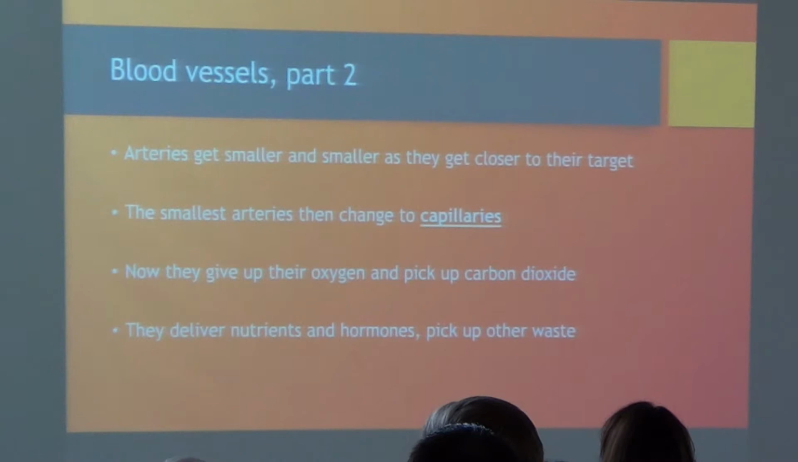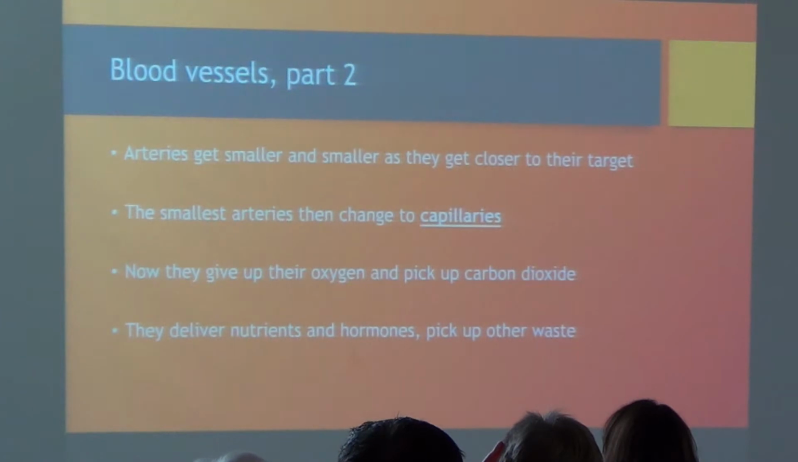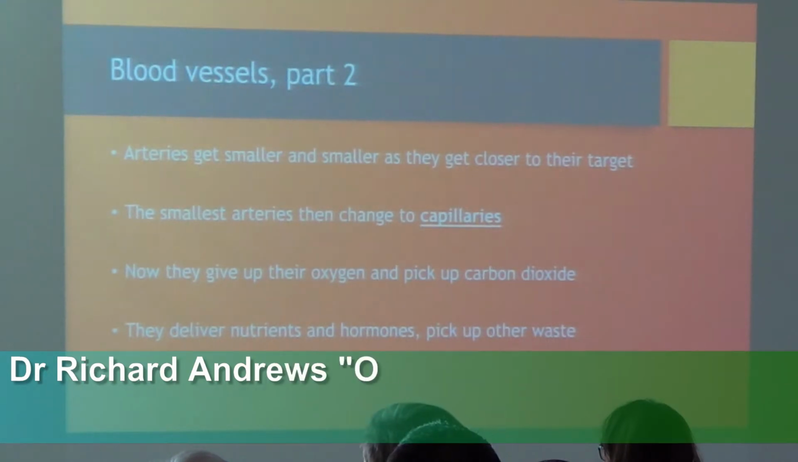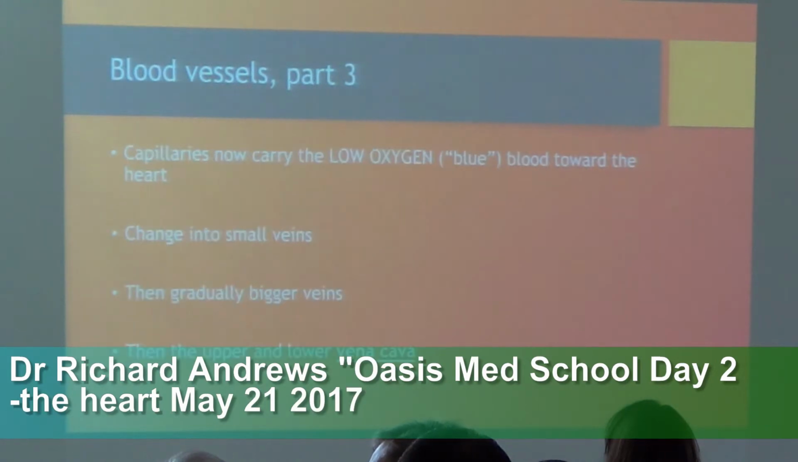So as the arteries get smaller and smaller and smaller, carrying oxygen and nutrients and hormones and so on, they eventually turn into capillaries, which are tiny, and they're all over the body. And that's where the gas exchange and the nutrient exchange occurs, at the level of the capillaries. Then the capillaries turn into veins, and the veins get bigger and bigger as they go to the right side of the heart, the low pressure blue side of the heart, to get back to the lungs and pick up oxygen and get rid of carbon dioxide.